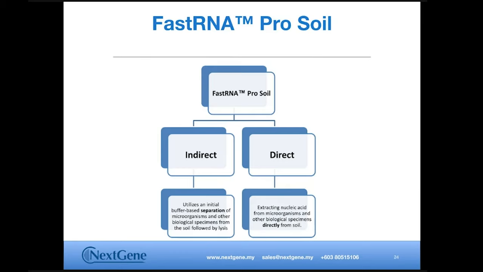Okay, other than the DNA extraction kit, we do have a fast RNA extraction kit as well. So we have two types of fast RNA pro soil extraction kit. One is using the indirect method, and another is using the direct method. For the indirect method, another separation step is needed before the kit can be applied. However, with the direct method, you can apply the kit as soon as the soil sample is ready to go for extraction.